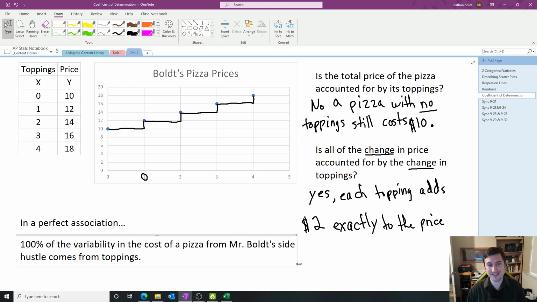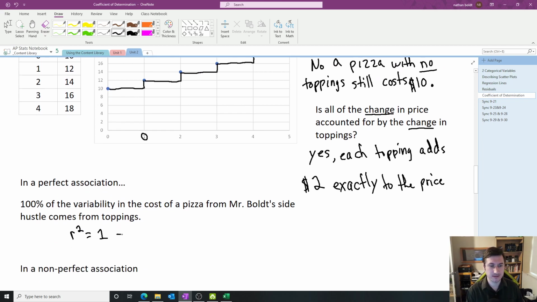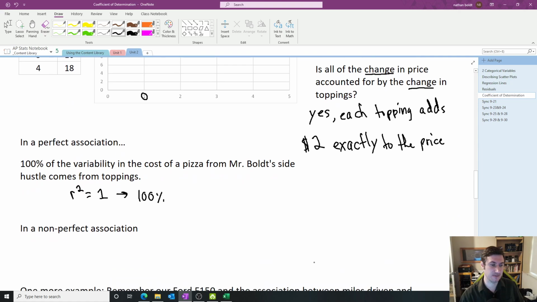Now, that works here because this is a perfect association. This line is perfectly linear. So in this case, r squared would be exactly 1. And of course, when you turn that into a percent, that becomes 100%. Now, most associations are not perfect, so that 100% goes down. And so not all of the variability in the y can be accounted for by our regression line or the variability in the x.